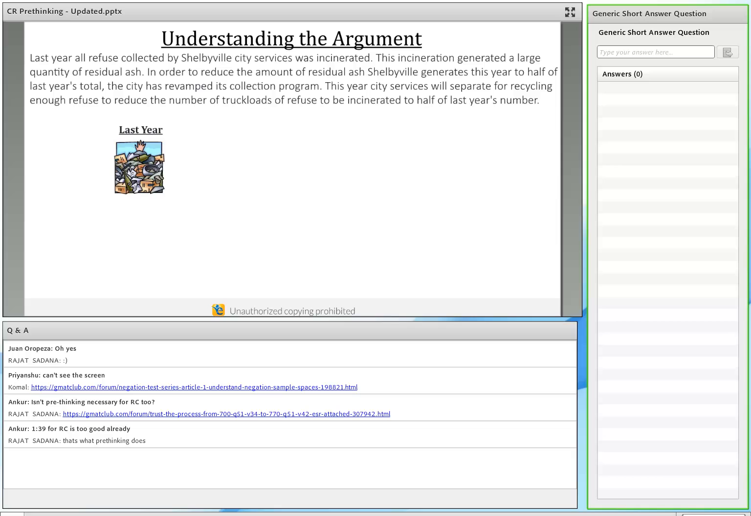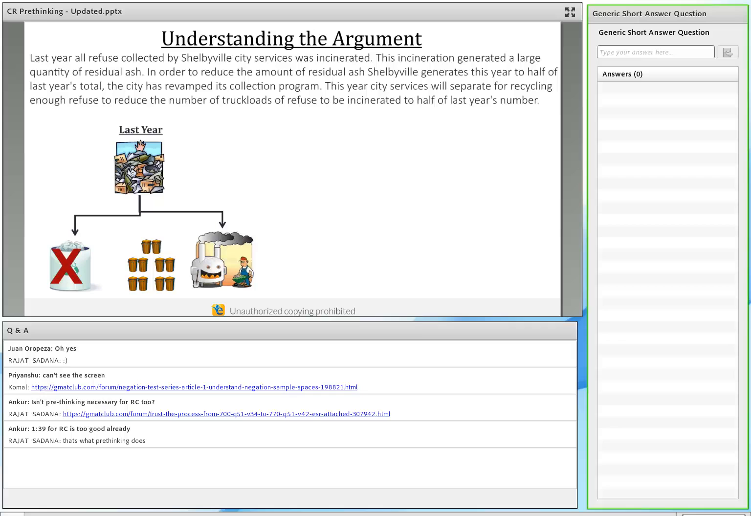So last year, what did we do? We actually collected some refuse. We did not recycle anything. We sent everything for incineration. Now, I felt that it's much more appropriate to use a garbage can instead of a truck. I could get a simpler icon. So let's assume that this is the number of trucks that were sent last year. How many trucks were sent last year? Can you count the number of garbage cans? 10.